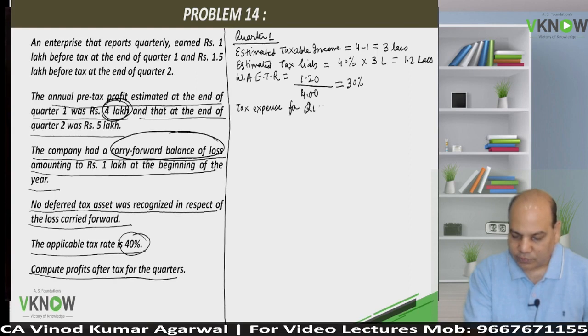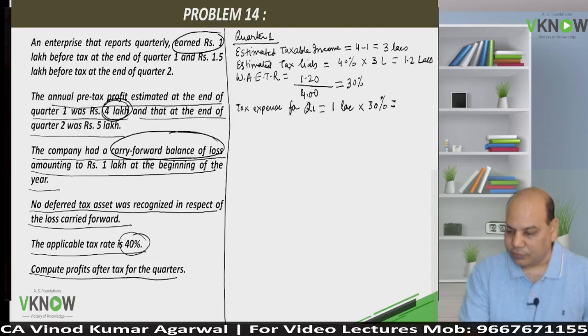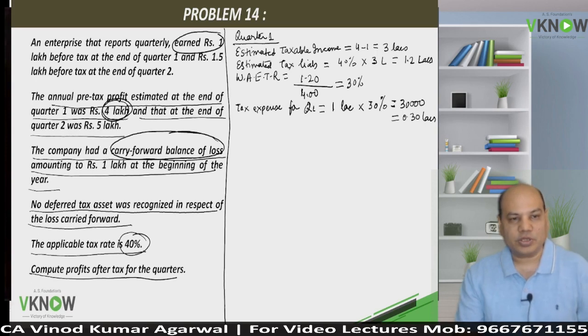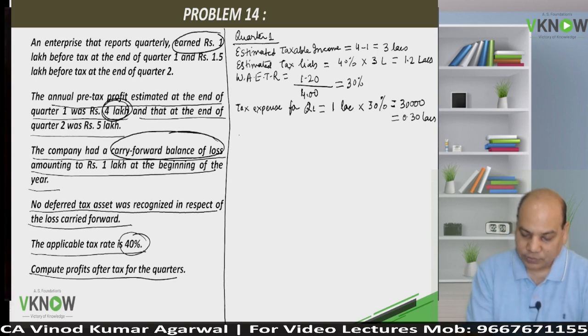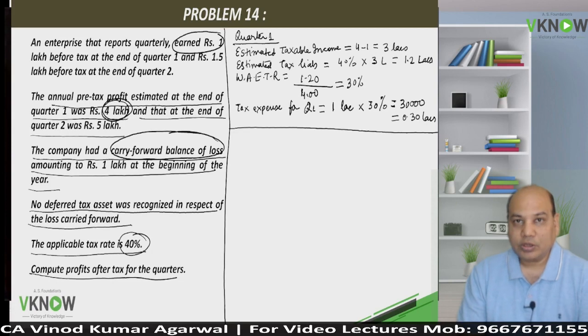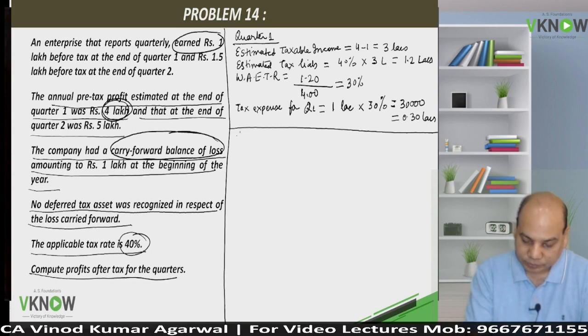So my tax expense for first quarter will be, your income is 1 lakh multiplied by 30%, and that will give you 30,000 rupees, or you can say 0.30 lakhs. So this would be your tax expense of quarter 1.